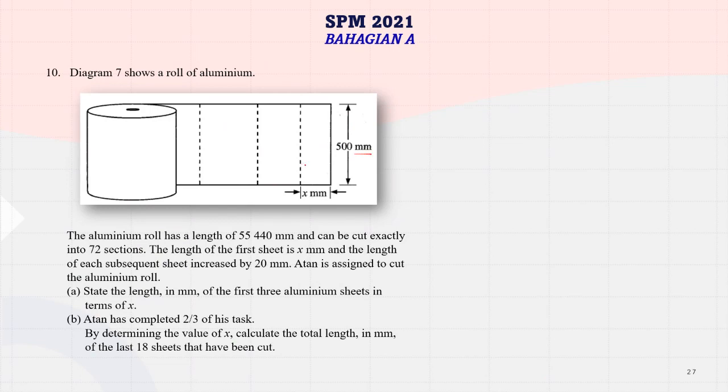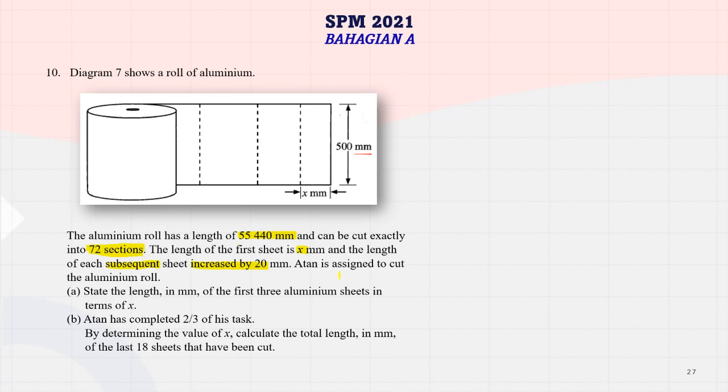The aluminium roll has a length of 55,440 millimeter, which is the overall length. If we unroll it, it will be 55,440 mm and can be cut exactly into 72 sections. In other words, we will have 72 sheets of different lengths. The length of the first sheet is x millimeter, and the length of each subsequent sheet is increased by 20 millimeter.